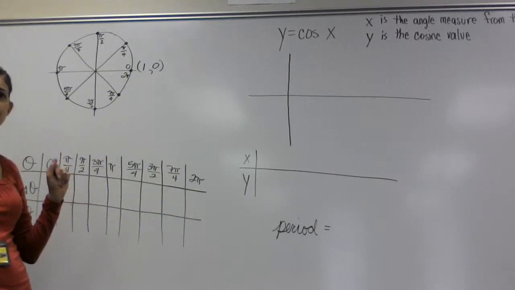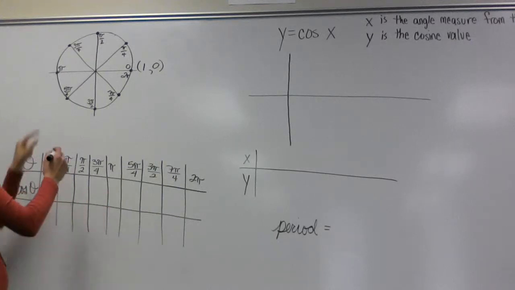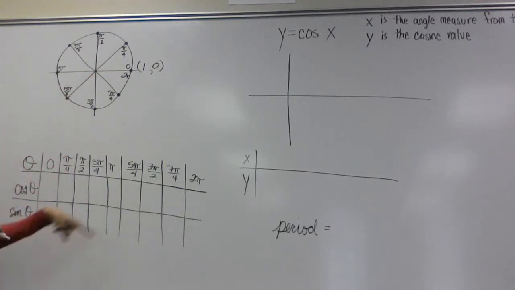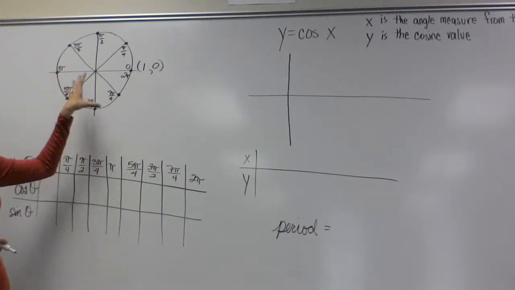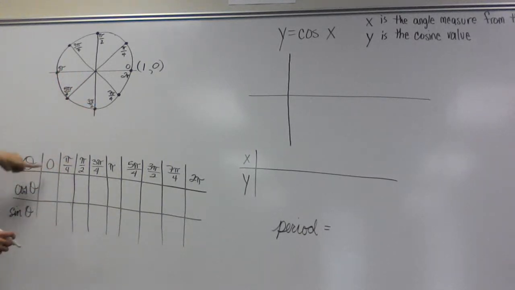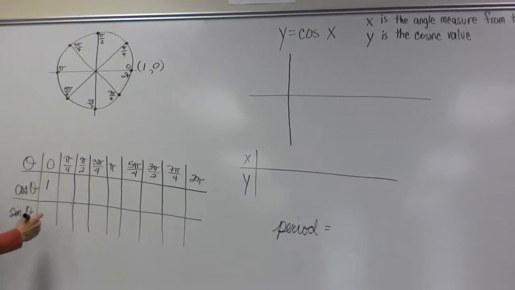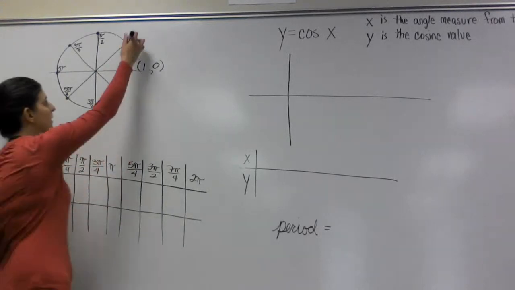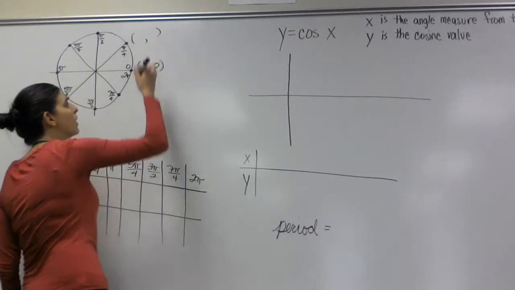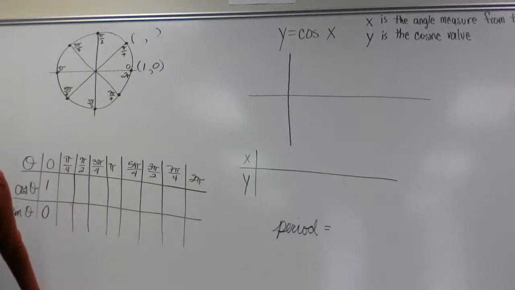You're okay with that? Okay, so I can now start to fill in my table that I've set up at the same time that I'm making my unit circle's points. So the cosine of 0 we just decided was 1. The sine of 0 we just decided was 0. Let's go to pi over 4. What's the ordered pair that goes with pi over 4?